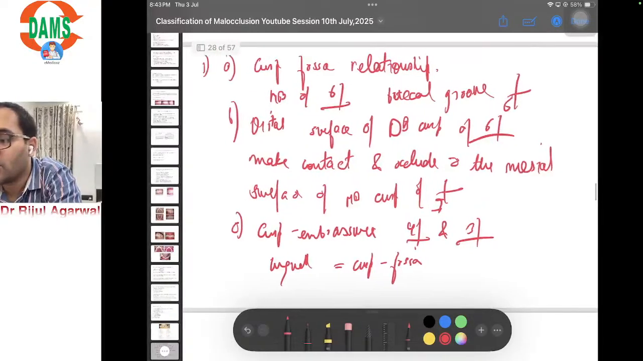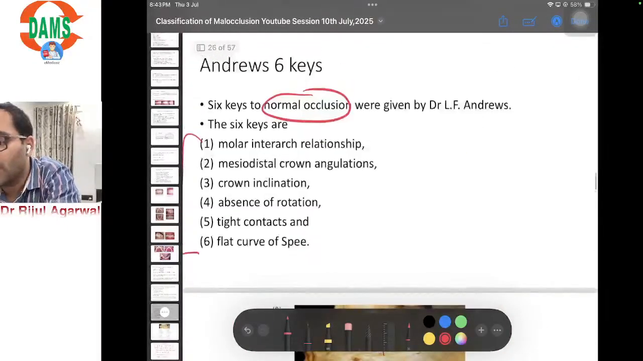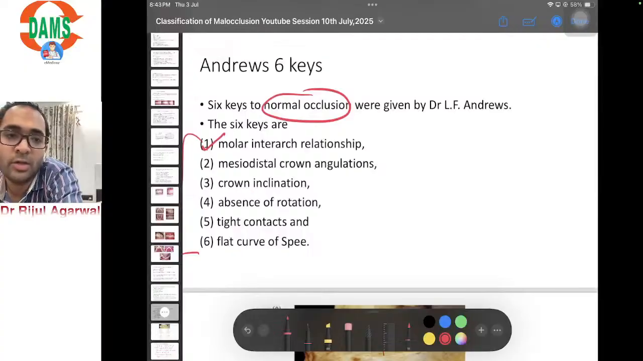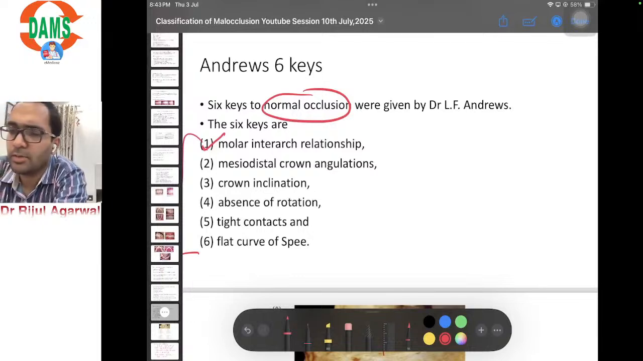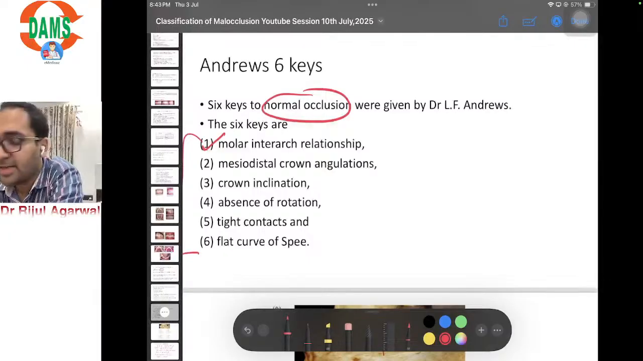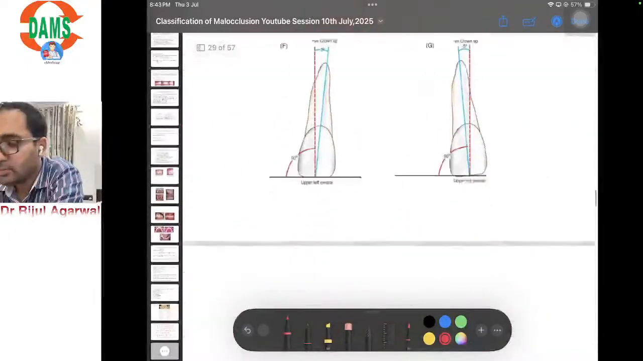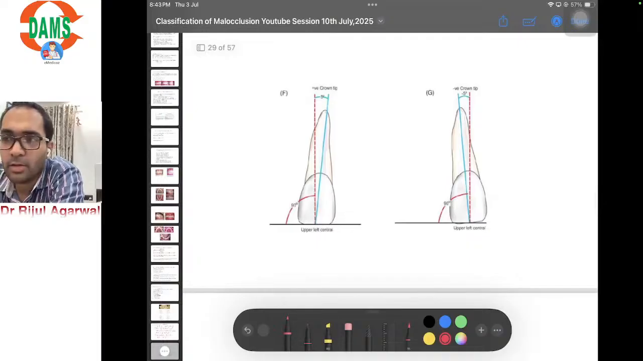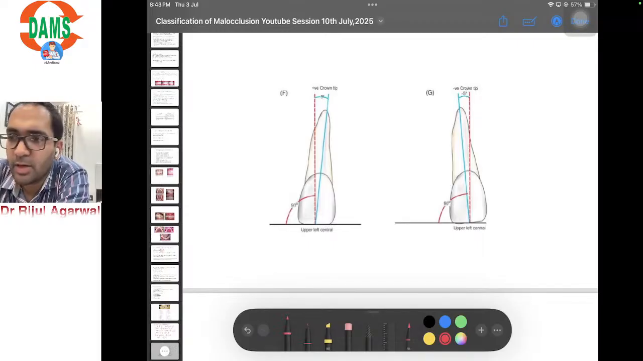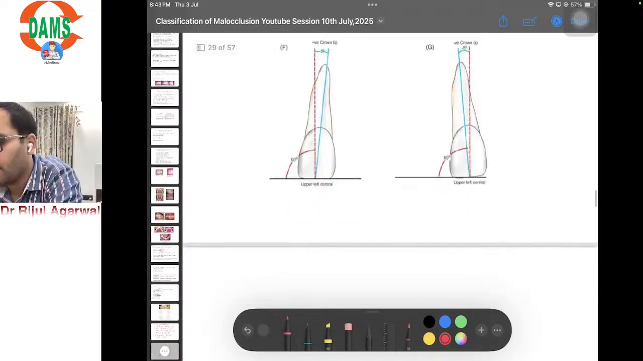So this was part of the first key, the molar interrelationship. These all were part of the first key. According to him, these things should be present for an occlusion to be classified as normal. Next comes crown angulation. So how do we define crown angulation or mesiodistal tip?